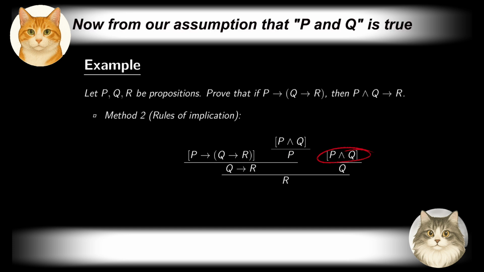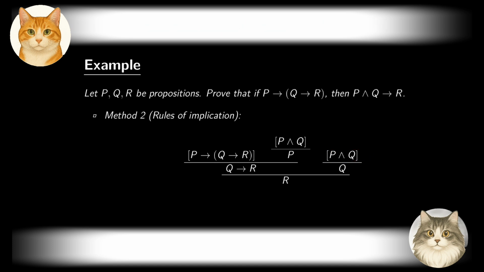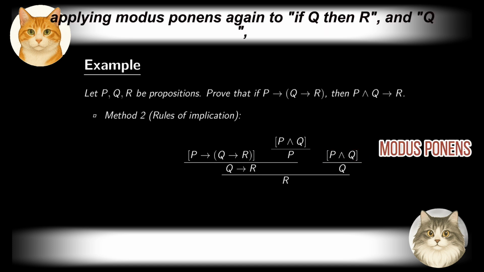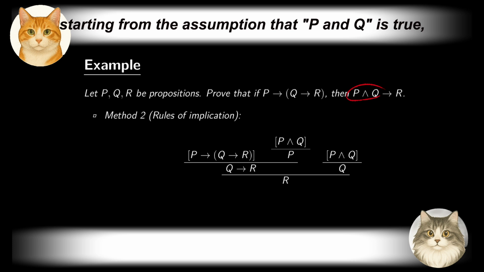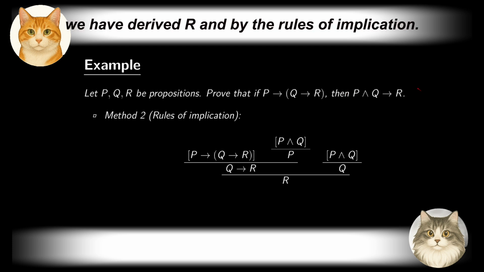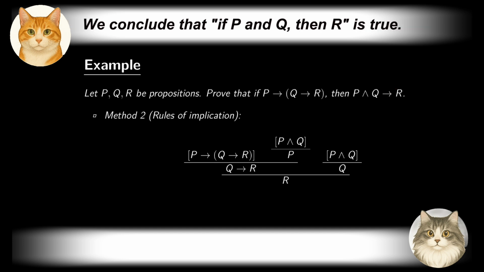Now, from our assumption that P and Q is true, we also know that Q is true. Applying modus ponens again to if Q, then R and Q, we deduce that R is true. Therefore, starting from the assumption that P and Q is true, we have derived R, and by the rule of implication, we conclude that if P and Q, then R is true.